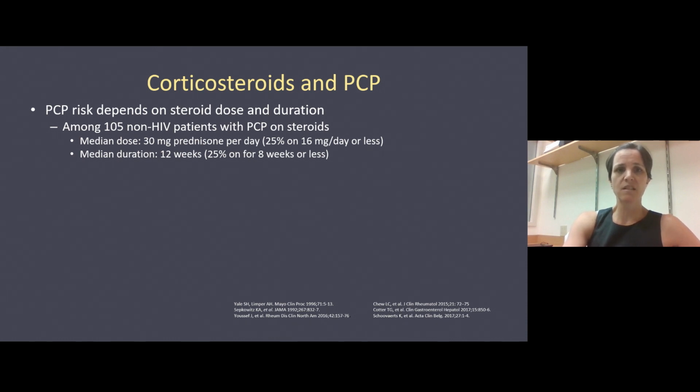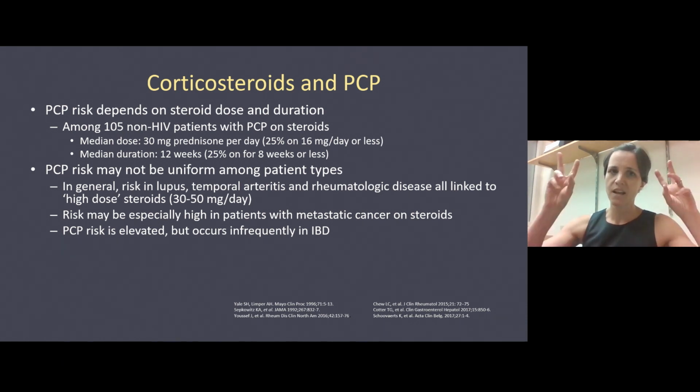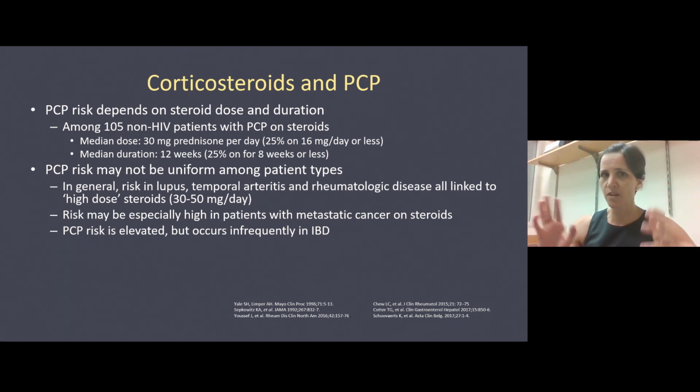The PCP risk does depend on the steroid dose and duration. So among 105 non-HIV patients with PCP, the median dose was 30 milligrams of prednisone per day, and the median duration was 12 weeks. The PCP risk, though, may not be uniform among all patient types. In general, if you look in the rheumatology literature, the risk in lupus, temporal arteritis, rheumatologic disease is typically linked to what they refer to as high-dose steroids, so typically 30 to 50 milligrams of prednisone per day.